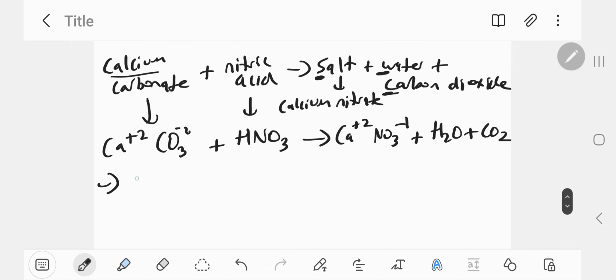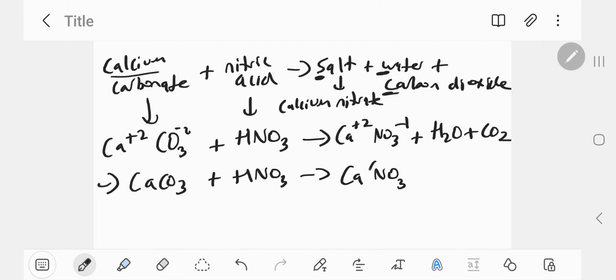Let's stick them together, tidy it up. CaCO3, the plus 2 and minus 2 cancel, plus HNO3 makes Ca(NO3)2. Brackets around that, and 2. The 2 comes down from the calcium, the 1 doesn't, plus H2O plus CO2.